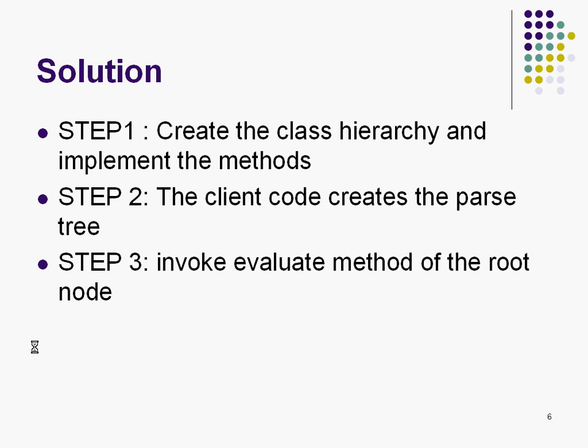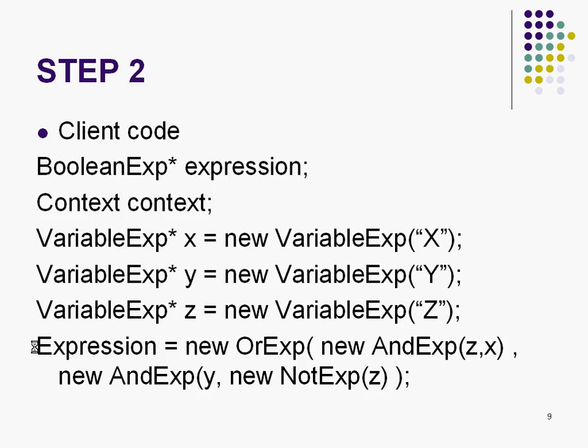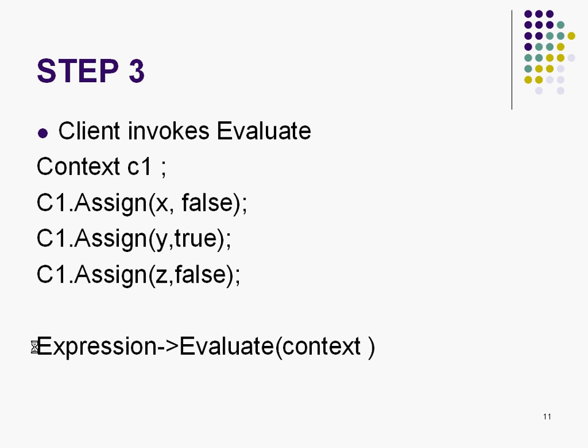Now the third step is to invoke the evaluate method of the root node. So step three would involve these things. I would create a context object called C1. I would do C1.assign x as a value of false, C1.assign y as a value of true, and C1.assign z as a value of false. And then for the abstract syntax tree which got created, I would call the evaluate method, passing the C1 object to this evaluate.